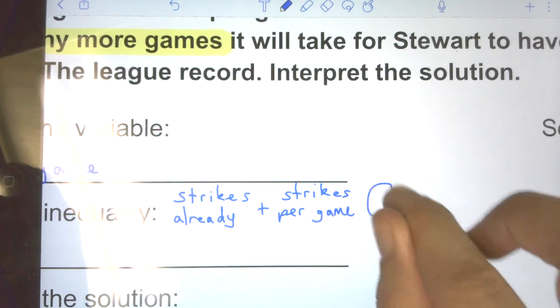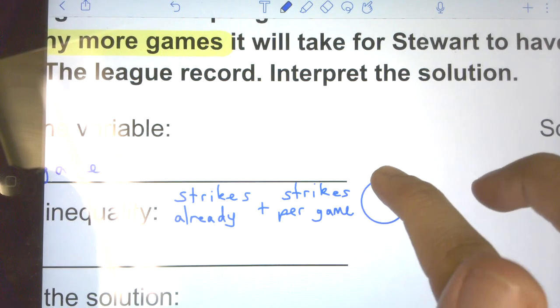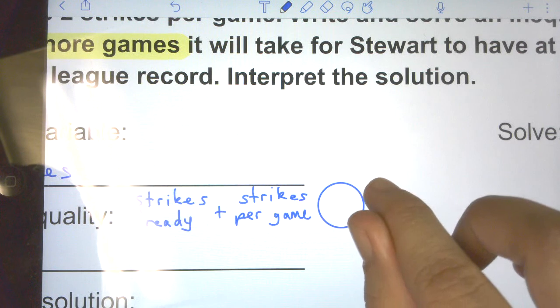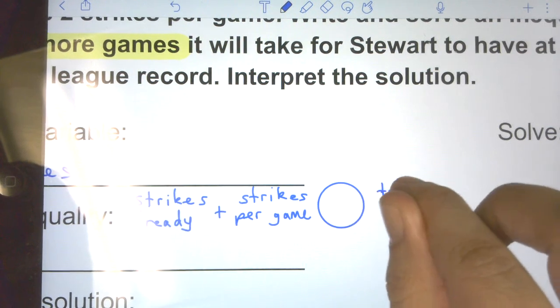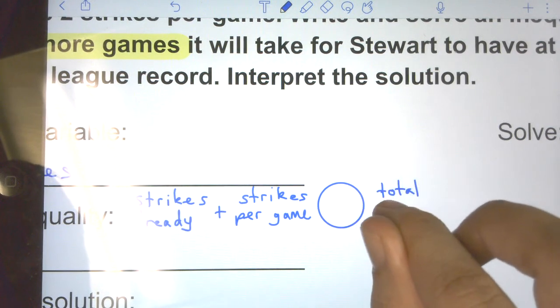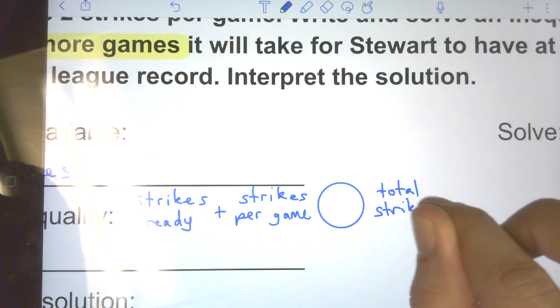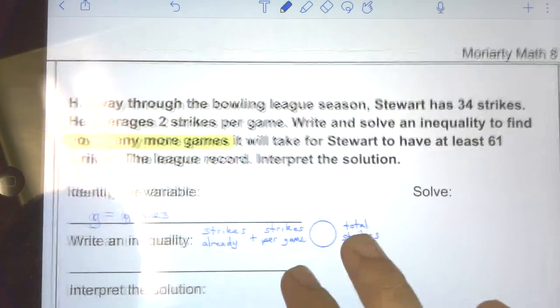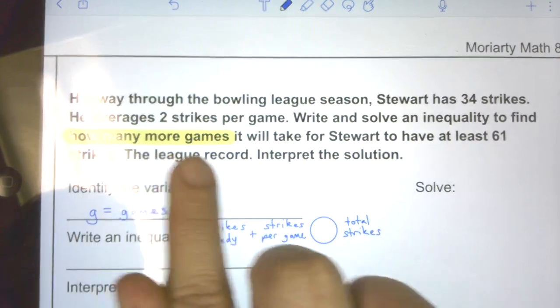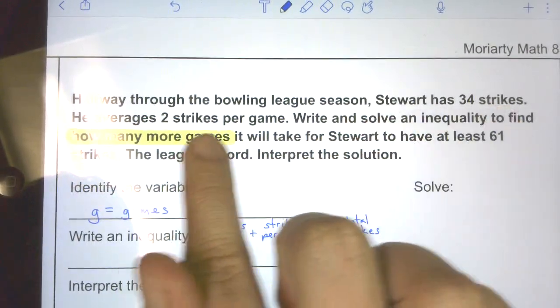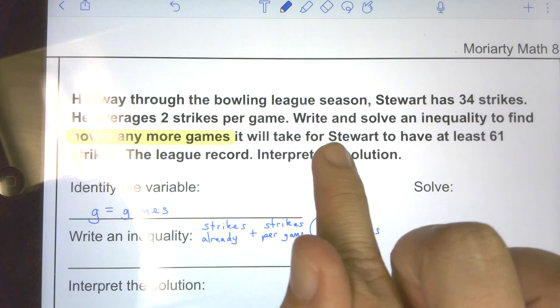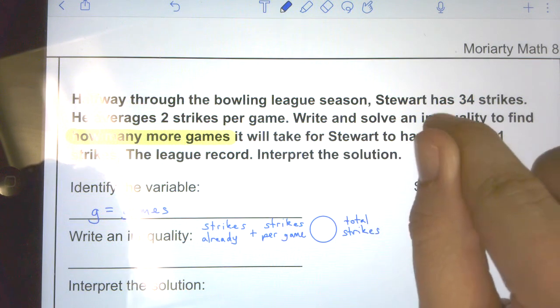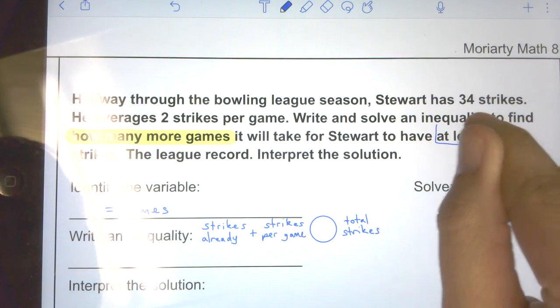In class, I drew this big circle here, and that is where we are going to put our inequality sign. And then total strikes is what we have there. Now, he wants to break this record. Okay, so Stewart has 34. To find how many more games it will take for Stewart to have, at least is the key word here.